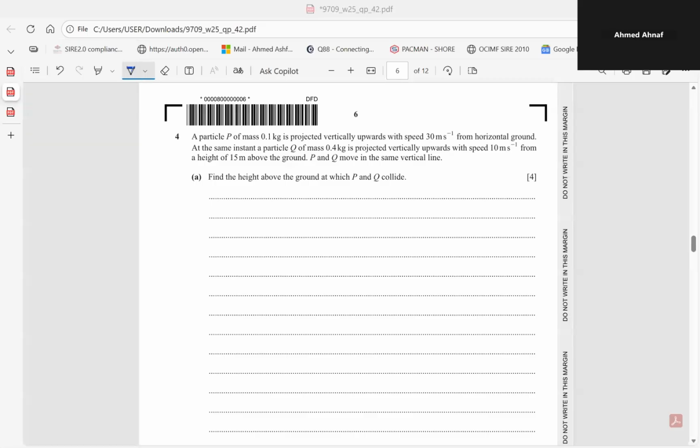Okay, so for this question, we're told that a particle P of mass 0.1 kg is projected vertically upwards with speed 30 meters per second from horizontal ground. At the same instant, a particle Q of mass 0.4 kg is projected vertically upwards with speed 10 meters per second from a height of 15 meters above the ground. P and Q move in the same vertical line.